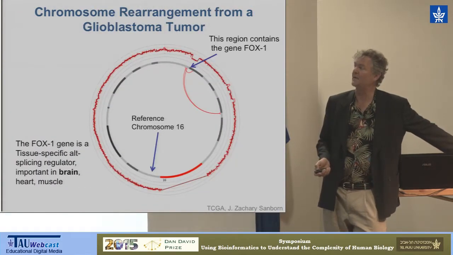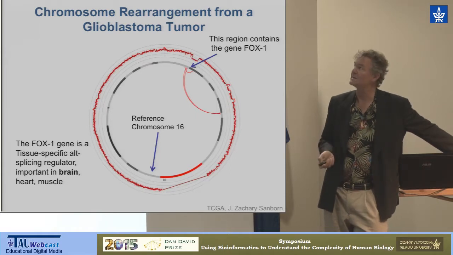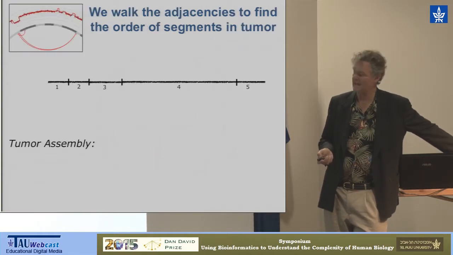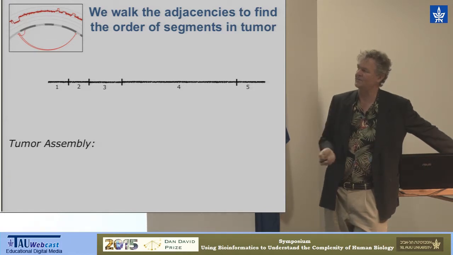You can put together all of these breakpoints, and in this Circos diagram, we're just looking at reference chromosome 16, and we're looking at cases where there is a breakpoint with these red arcs, meaning that there's a place where part of the DNA reads is here and the other part is over here relative to the reference. And if you look into this in detail, you can actually take this and walk through a version of the tumor. So here's the standard reference human genome.